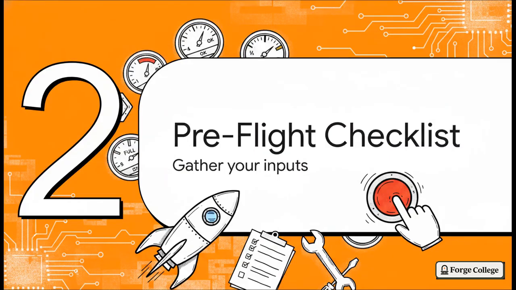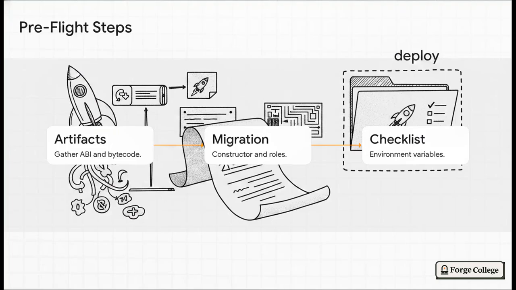Section 2. The pre-flight checklist. As any good engineer knows, you don't just walk up to a massive rocket and mash the giant red launch button without making sure the tanks actually have fuel. Before we even think about hitting deploy, we must meticulously gather our critical inputs from our previous lessons.